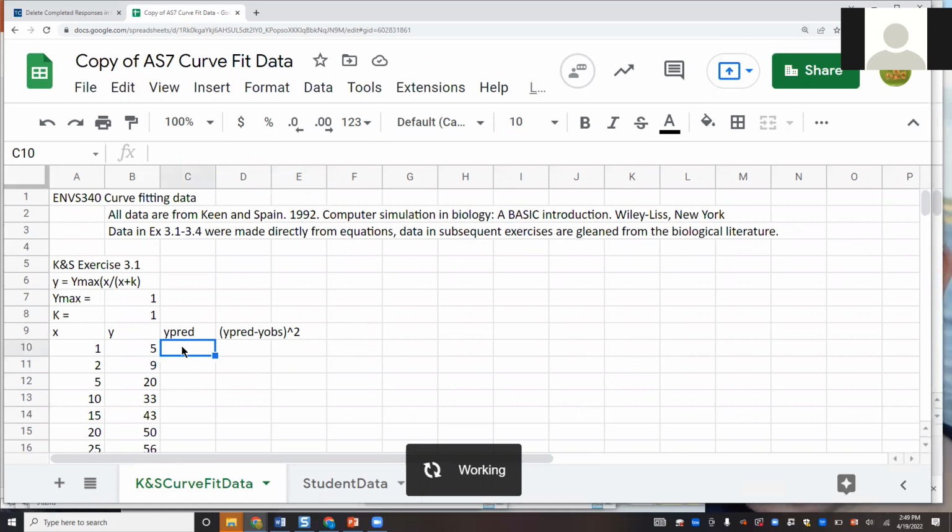And so in this Y predicted, this is where I'm going to type in the equivalent of this equation. So it equals Y max. So I'm going to click on Y max times the quantity, the value of X divided by the quantity, the value of X plus K.